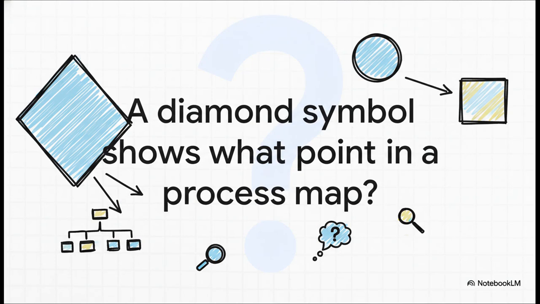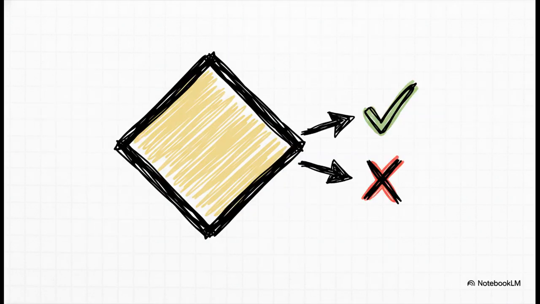A project lead uses a diamond symbol in their process map. What does that diamond represent? Is it an ending point, a beginning point, a decision point, or maybe a repair station? Take a second to think it over. And the answer is C, decision. Remember, the diamond is always where the path splits based on some condition, like yes or no or pass-fail. It's the symbol for applying logic right inside the flow.